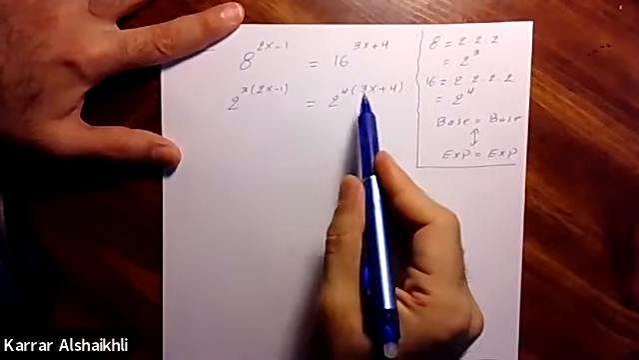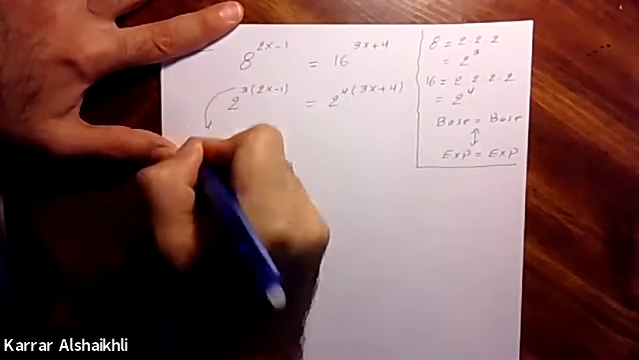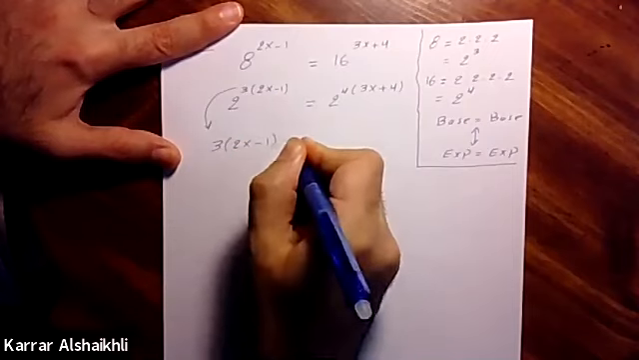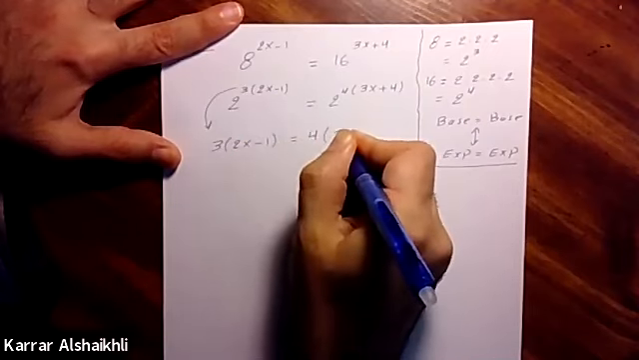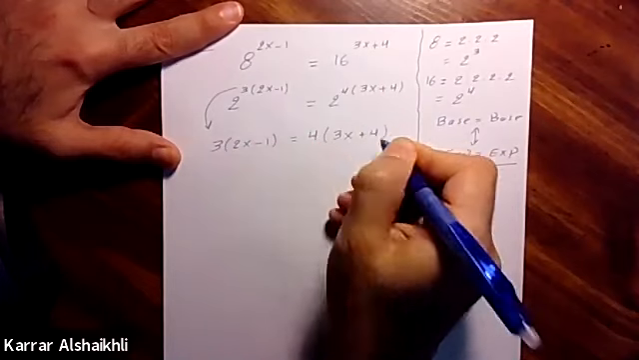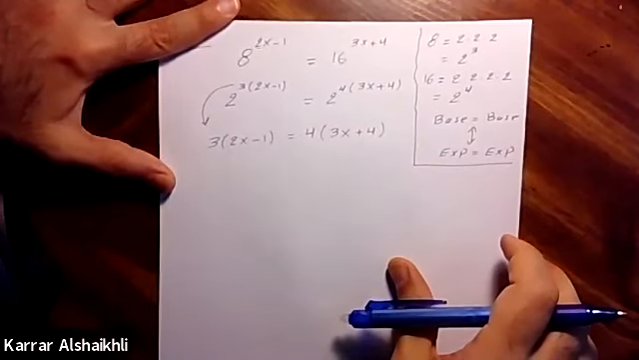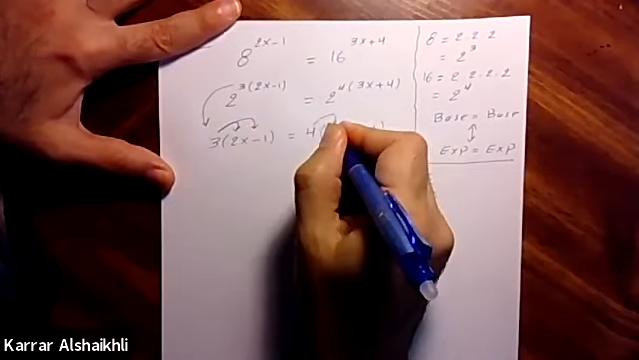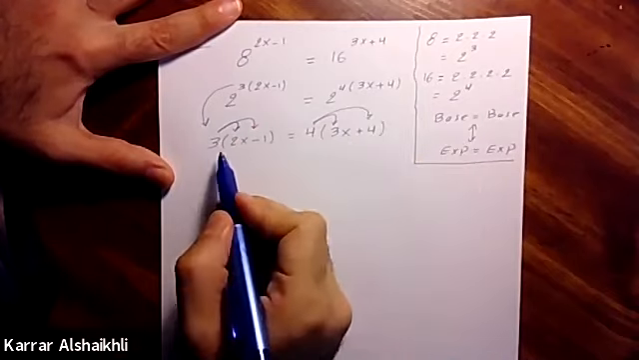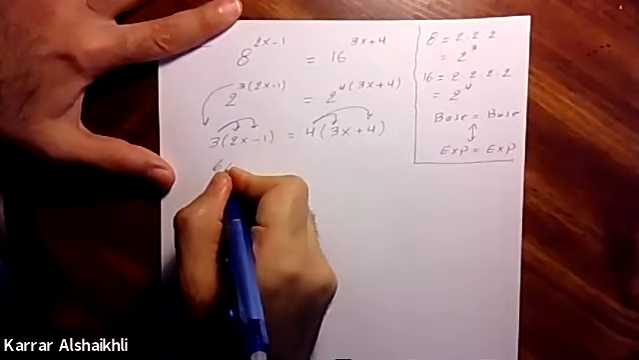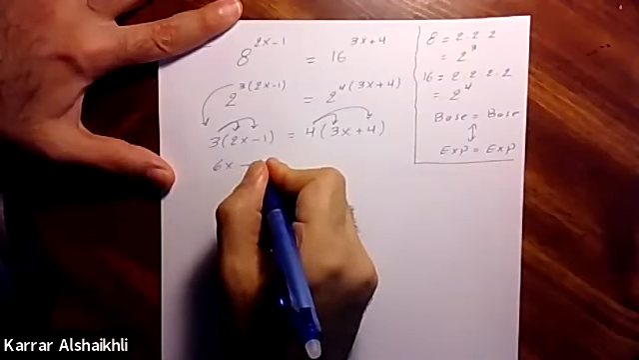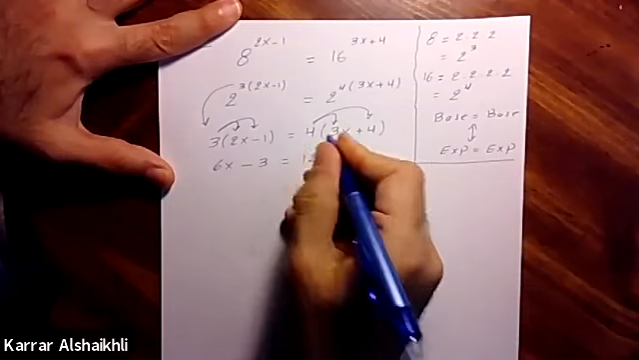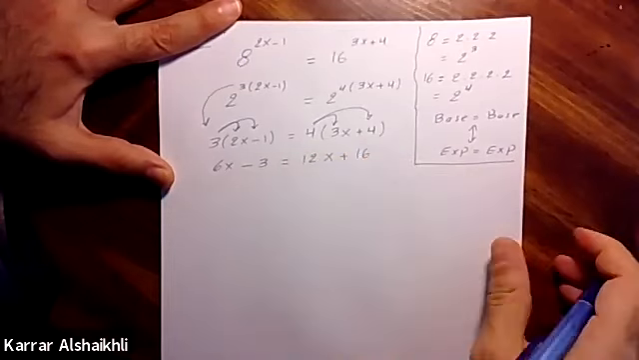So I'm just going to take the exponents from both sides as 3, 2x minus 1 equal 4, 3x plus 4. Then next step, we're going to solve this linear equation by distributing here and here. 3 times 2x is going to be 6x minus 3 times 1 is going to be 3, equal 4 times 3 is going to be 12x. 4 times 4 is going to be plus 16.